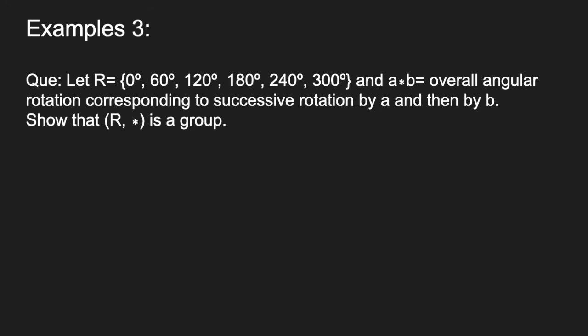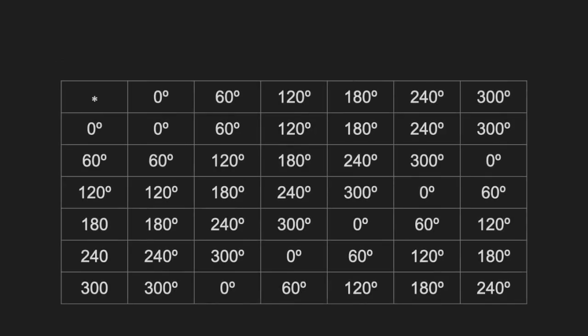So here we need to check only for a group. That means we need to check only 4 conditions except commutativity. Okay, the table will be like this. Here all the 6 elements, and the operation is star. Now how it is defined: 0 plus 0, that is 0. Now 0 plus 60 is 60. 0 plus 120, 120. So this first row and first column will be easy.